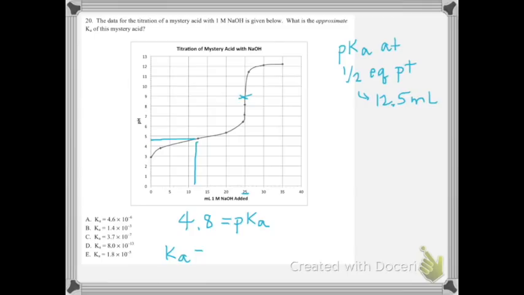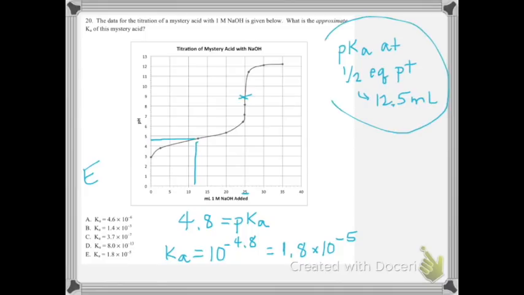So the Ka is just 10 to the negative pKa. Which ends up being about 1.8 times 10 to the negative 5. Which is E. So I think if you can remember this part, you'll be in a good spot. Or if instead you remembered that the pKa is at kind of the middle of this flatter region, then that would also get you there.